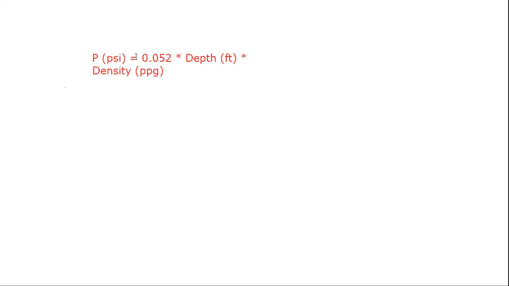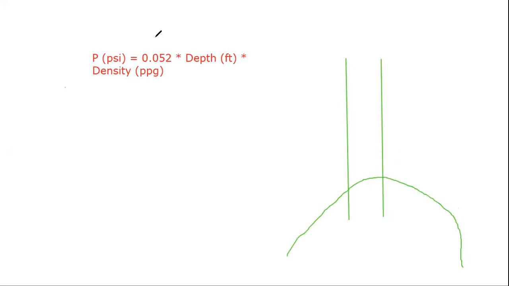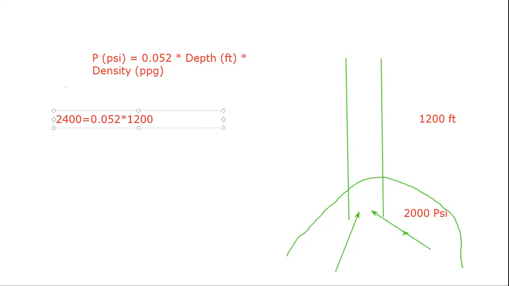This is the formula we just talked about. Now, let's take an example of this well here. Let's say there's a chance of a kick here. This kick is happening here at 2000 psi, and the depth from here to here, let's say, is 1200 feet. So you can find out the density. For example, you want to keep the pressure at 2300 or 2400. What kind of mud density do you require? 2400 equals 0.052 multiplied by 1200 multiplied by ppg.